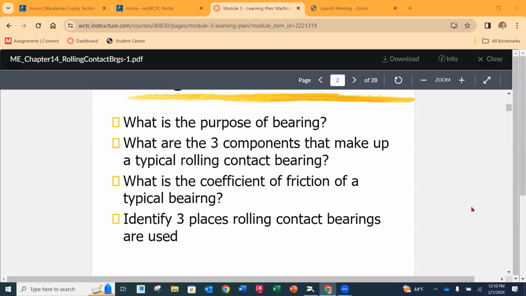All right, it kind of looks like many are looking up and they're kind of done. So let's talk about the first question first. What's the purpose of a bearing? Right? What's the purpose of a bearing? Anyone?